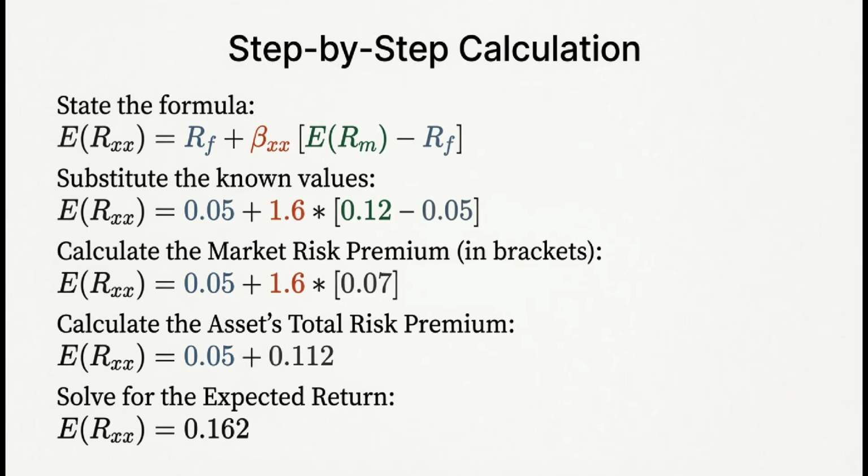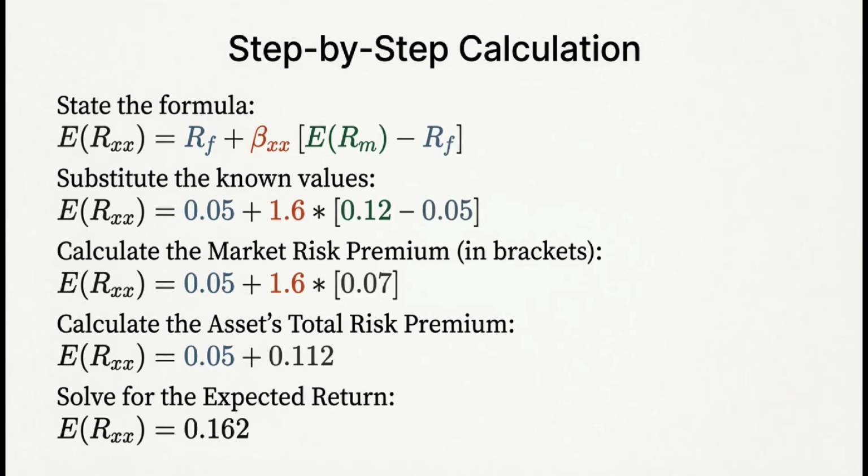We multiply the premium by the beta. So 1.6 times that 0.07. And that gives us 0.112, or 11.2%. That's the specific risk premium for asset X. And the final step, just add back the baseline compensation for time. Add back the risk-free rate.